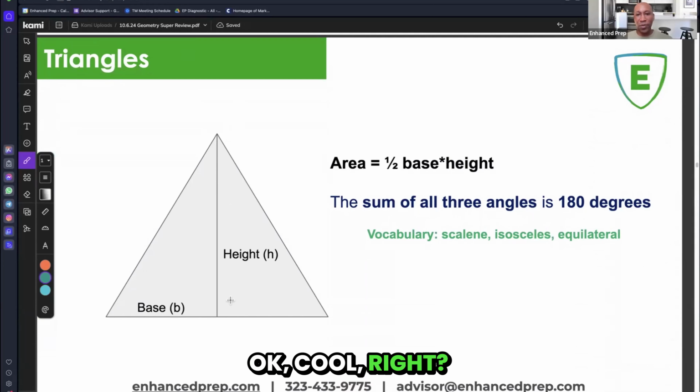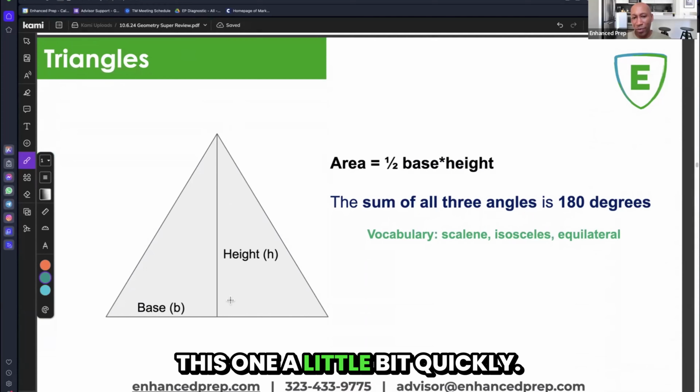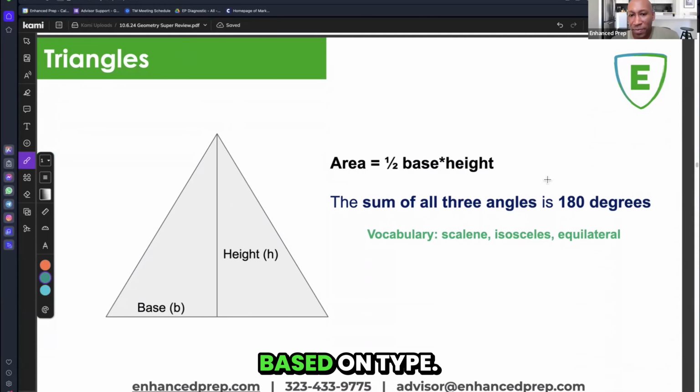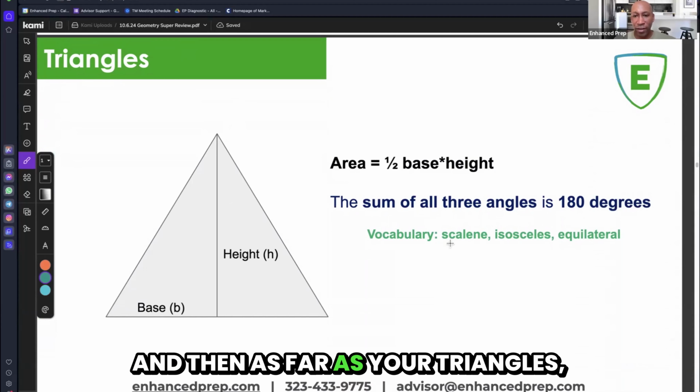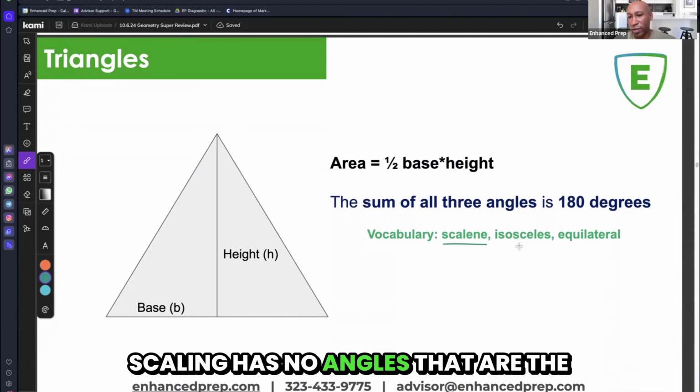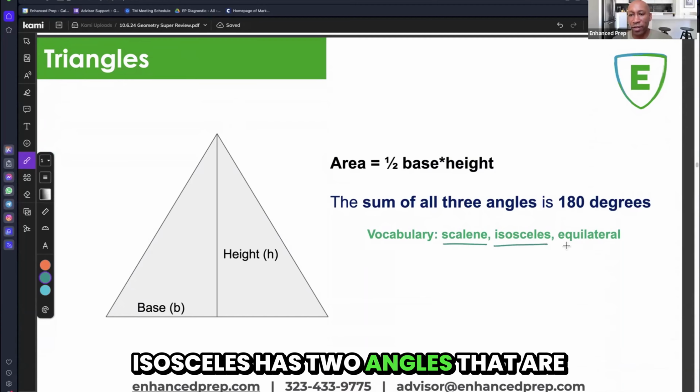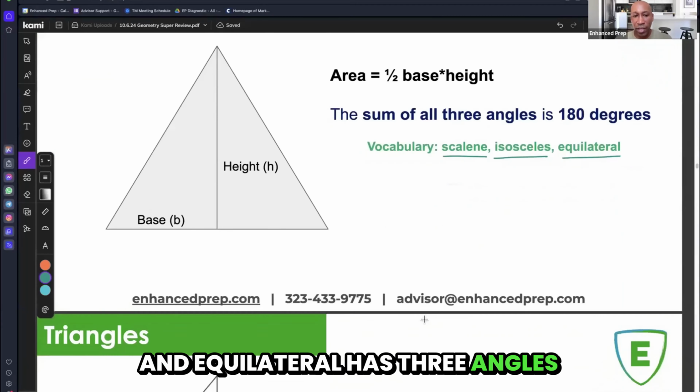Okay, cool, right? So again, we'll go through this one a little bit quickly. Area is going to be 1/2 base times height. The sum of all the angles is going to be equal to 180. And as far as your triangles, scalene has no angles that are the same. Isosceles has 2 angles that are the same. And equilateral has 3 angles that are the same.